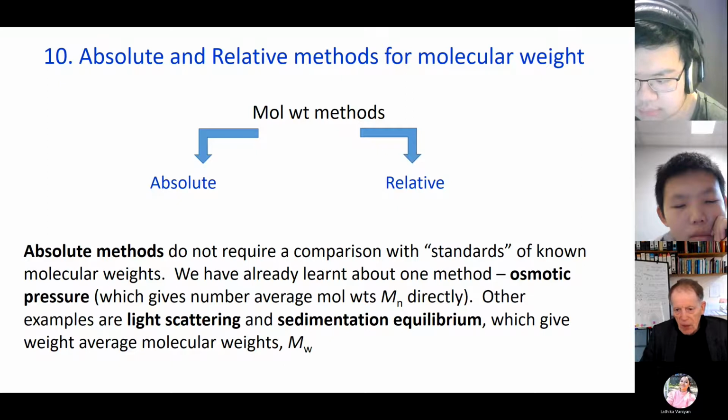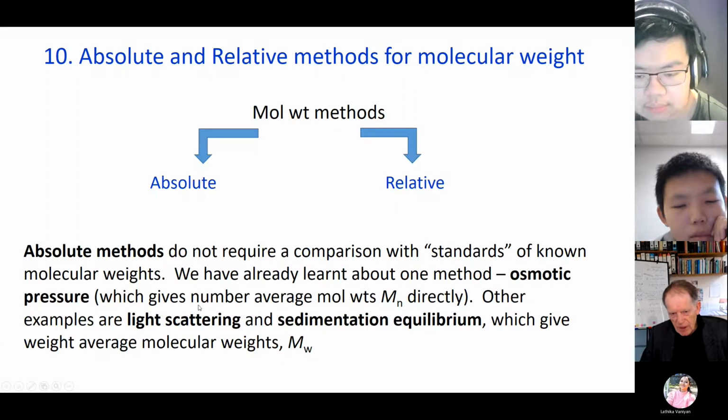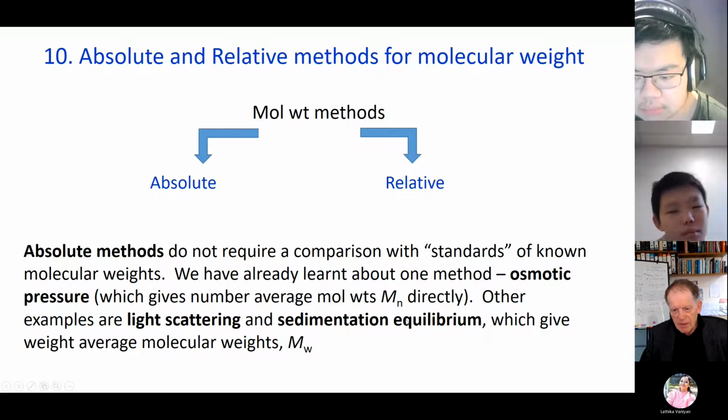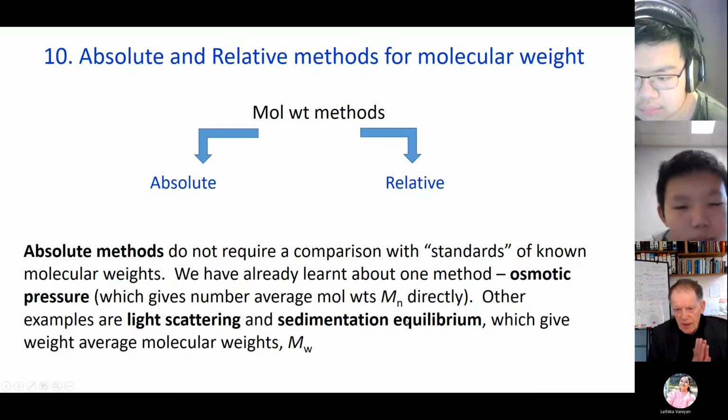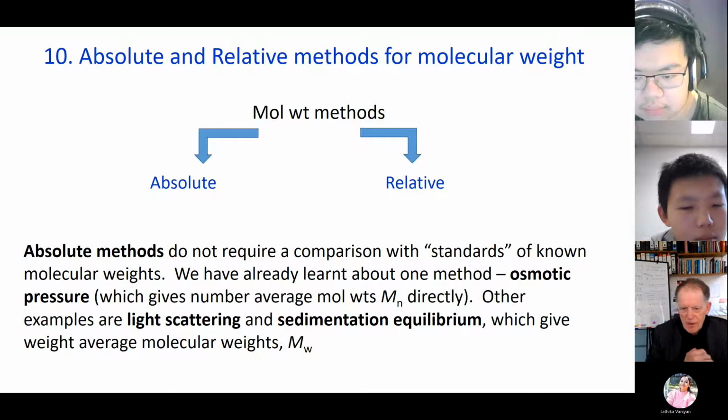And we've already learned about one method, that's osmotic pressure. And that gives us what are called number average molecular weights directly, because you've got a polydispersed or heterogeneous material. It'll depend on the number concentrations of the different materials, which dictates the average. That's called a number average molecular weight.